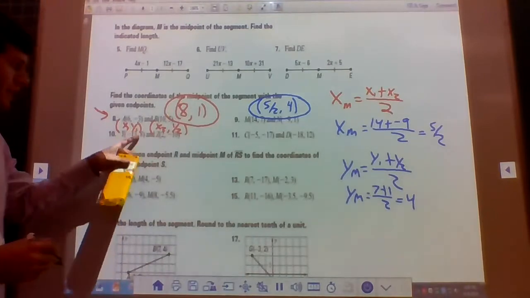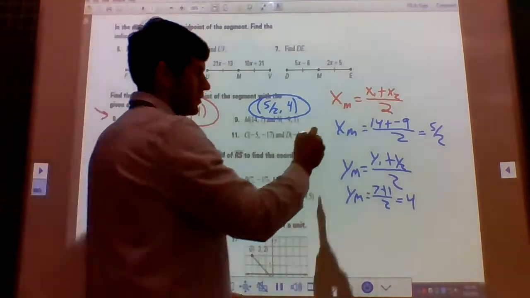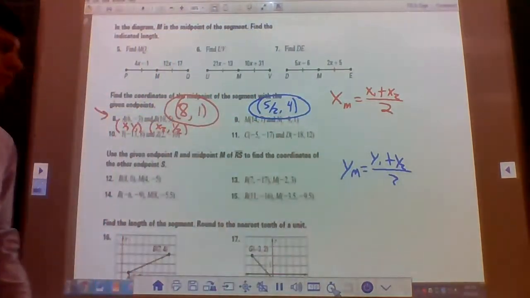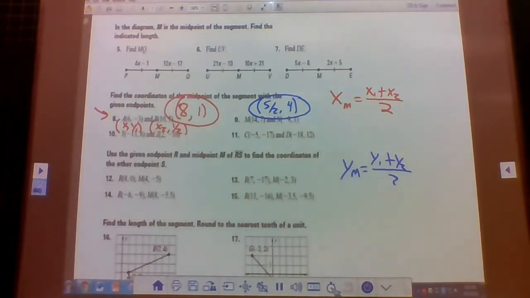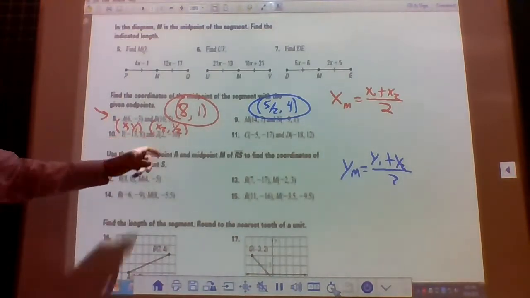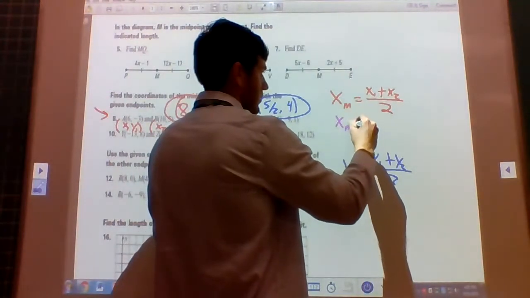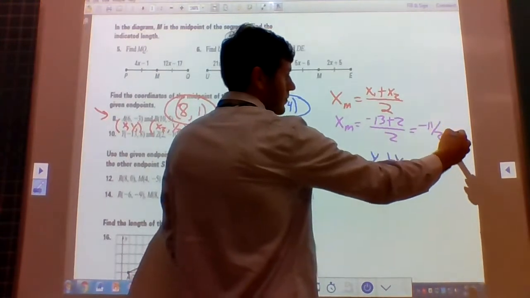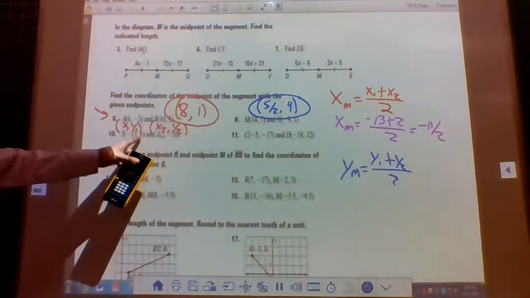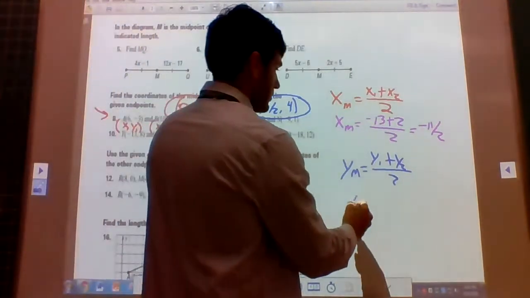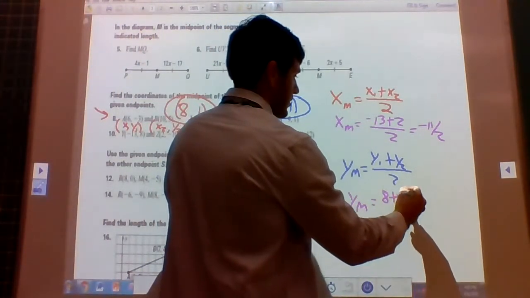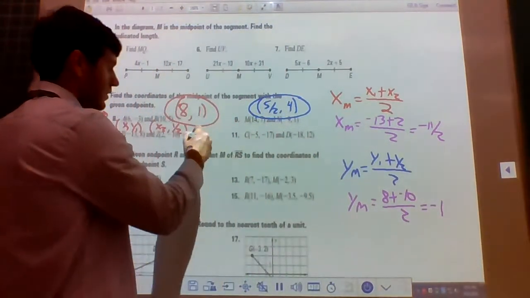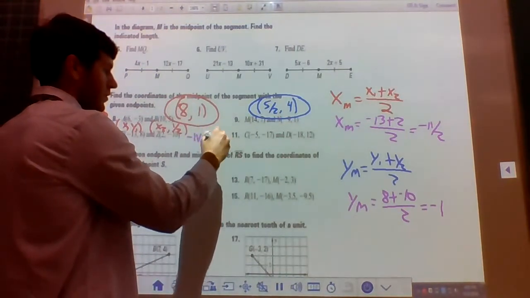Down here, same thing. This will be x1, y1, x2, y2. Here's our two midpoint formulas, one for the x value, one for the y value. We're just taking the average, so negative 13 plus 2. That's going to give us negative 11 over 2. Here we're taking the average, 8 plus negative 10. It's going to be negative 1. So we should have negative 11 halves, comma negative 1.